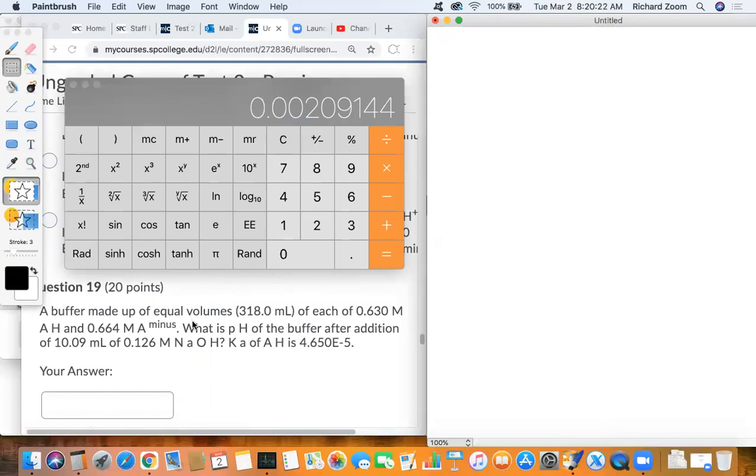So we've got a buffer made up of equal volumes of AH and A minus. What's the pH of the buffer after addition of, in this case, sodium hydroxide? So for this one, what you'll have to do is figure out the initial moles of AH and A minus. So we'll do that first. So we'll do the AH first.